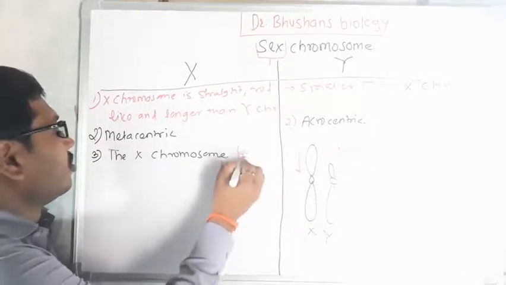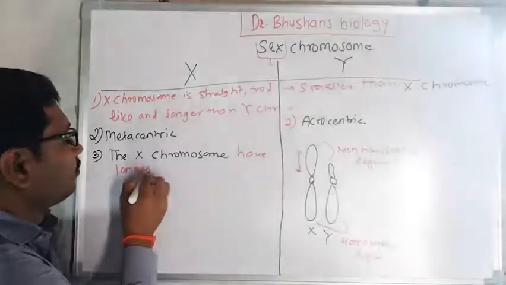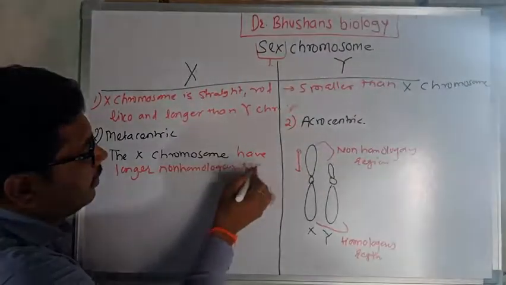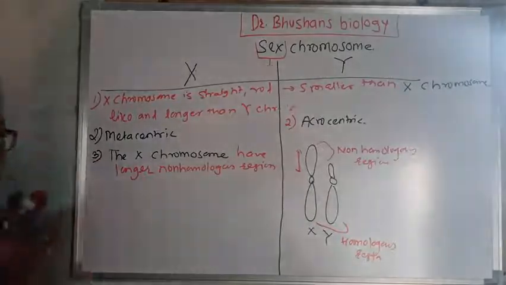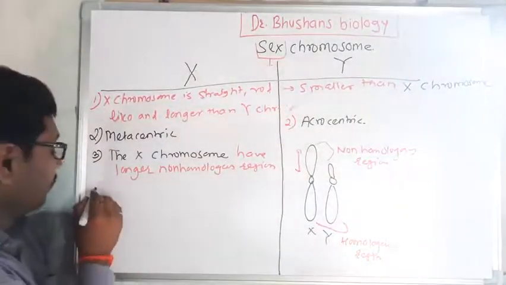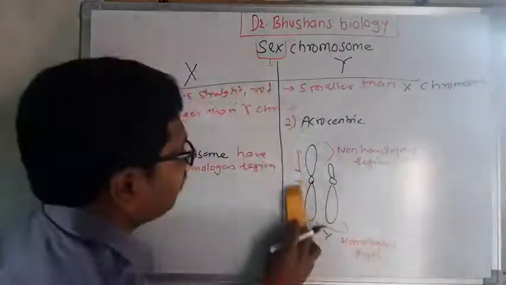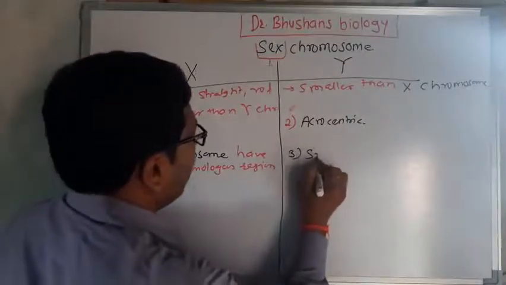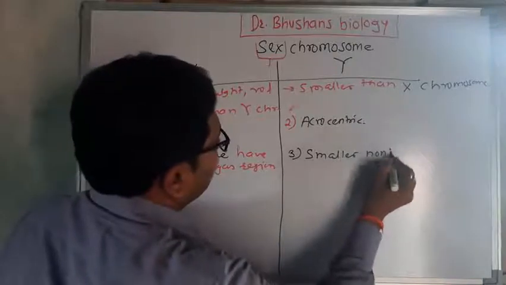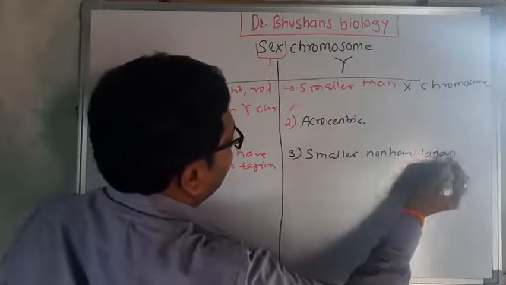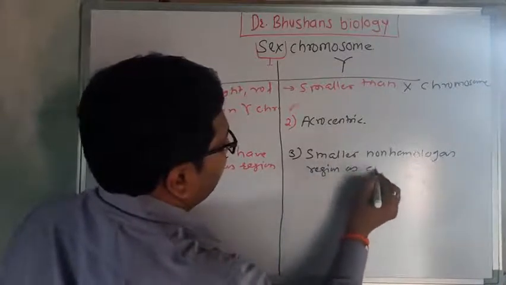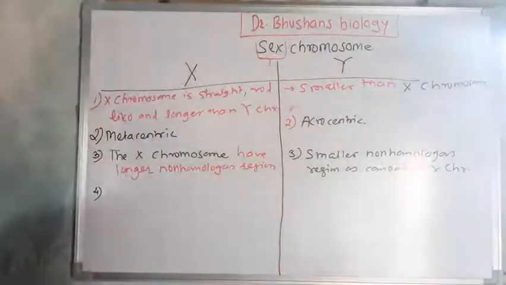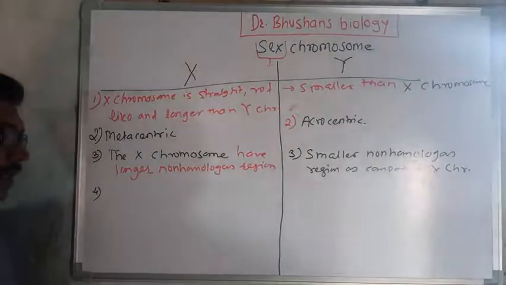So third point, X chromosome has a longer non-homologous region as compared to Y chromosome. So what is the next point? Here you have to make the difference. Y chromosome has a smaller non-homologous region as compared to X chromosome.